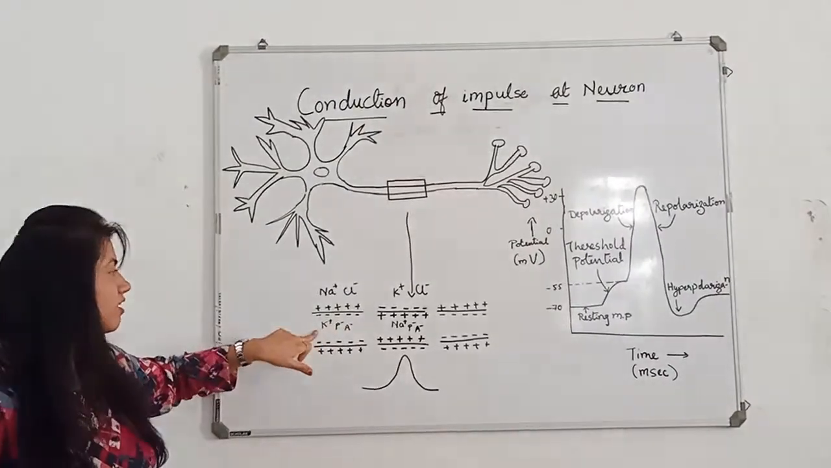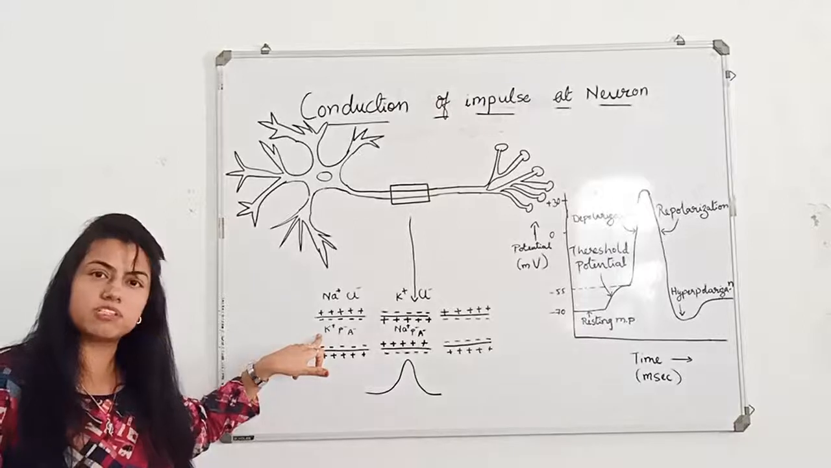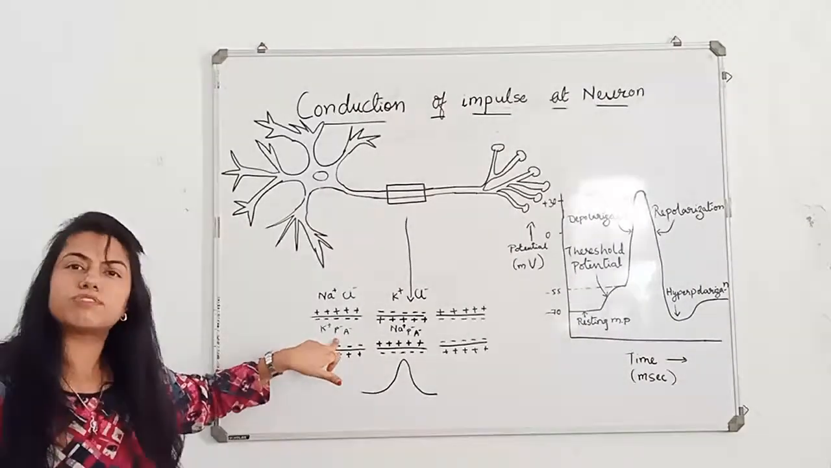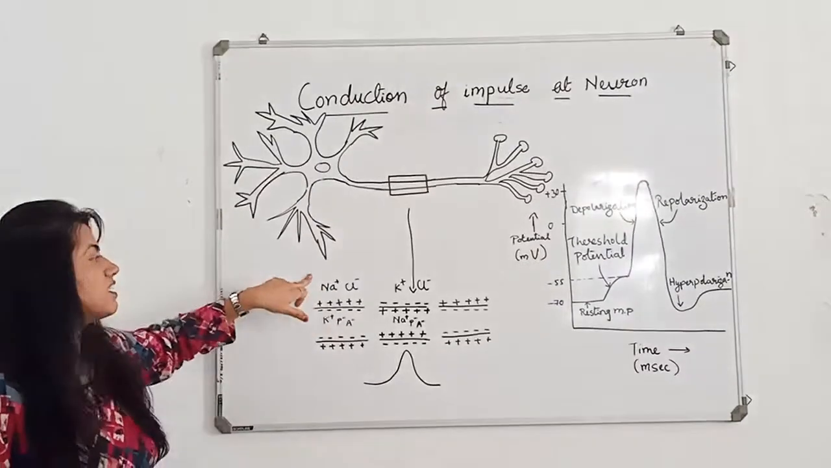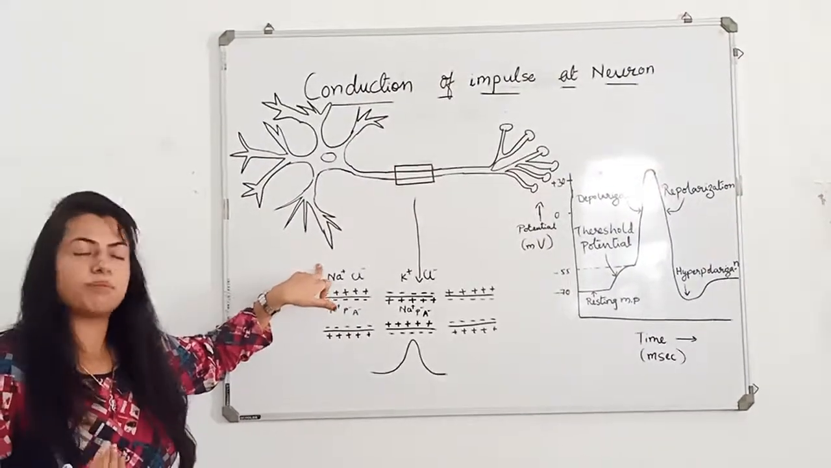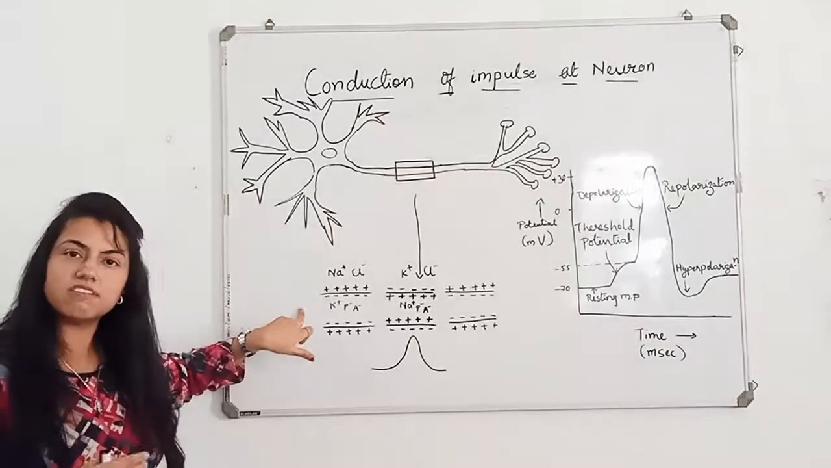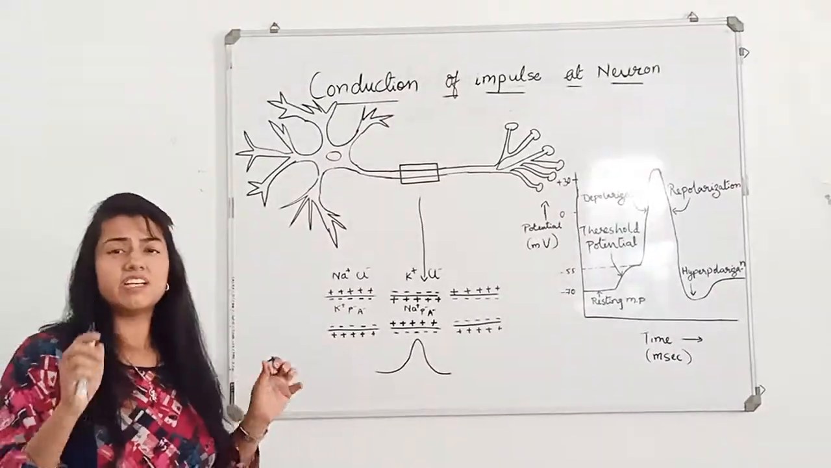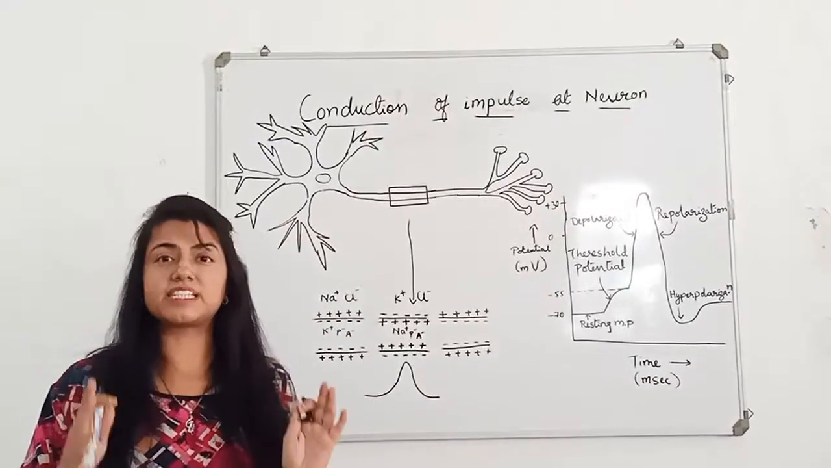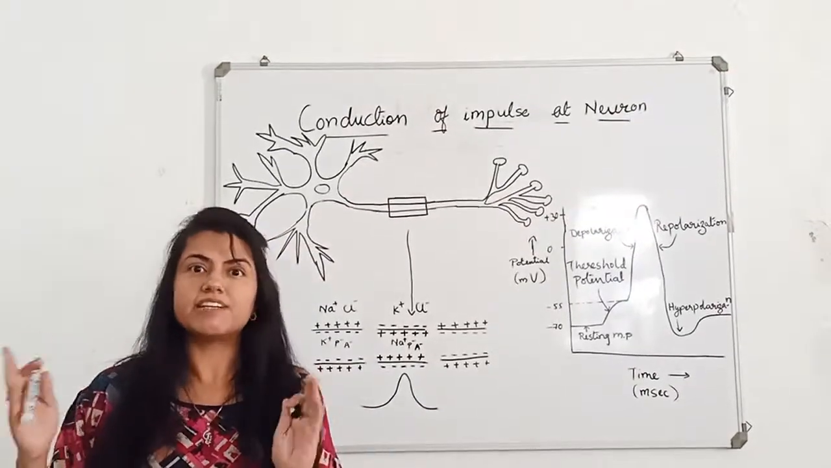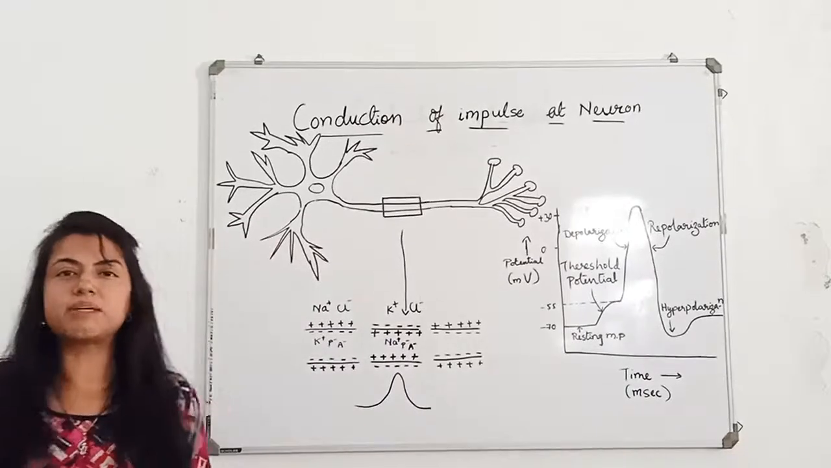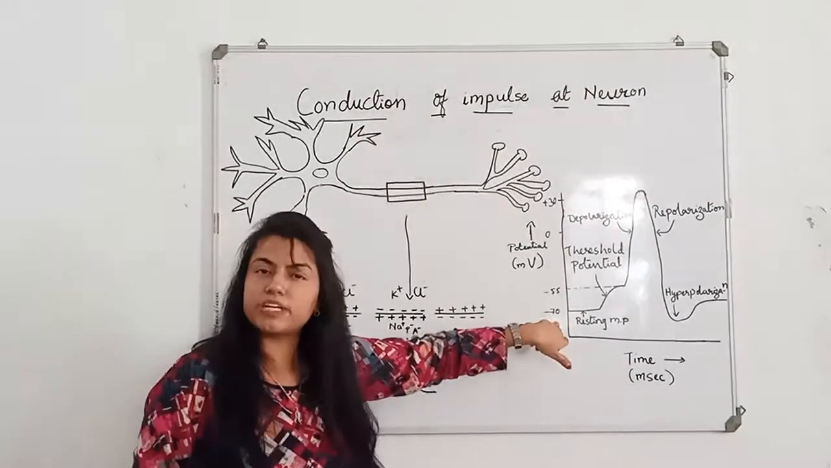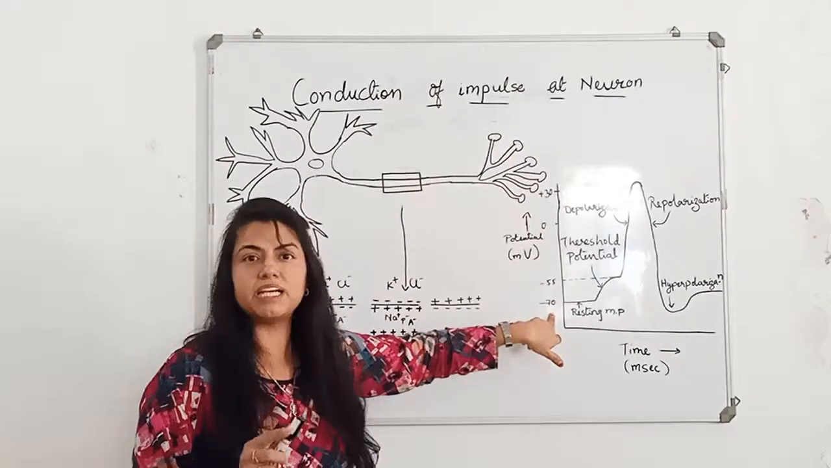Now you will say that potassium is a positive ion, then why is inside negative? Because of the protein, because of the phosphate, while outside there is excess level of sodium. So that's why the inner side is negative as compared to outside. When there is no signal, the cells are polarized, at resting stage. This resting membrane potential is minus 70 millivolt.